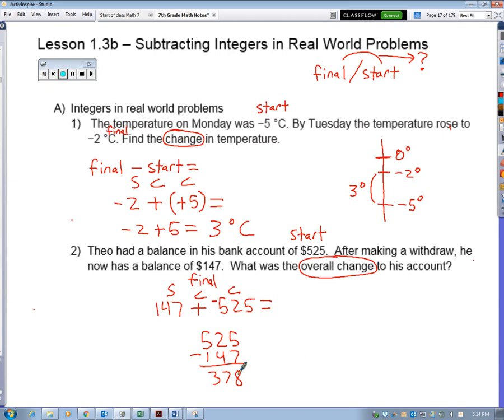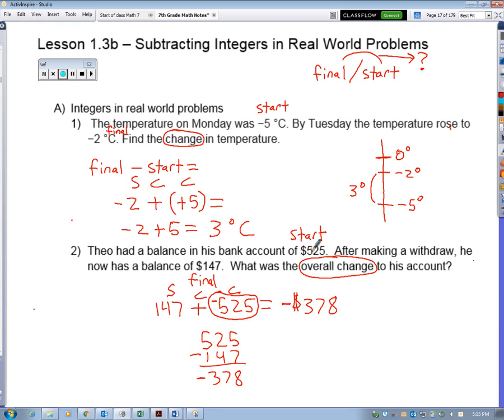Okay. Now that we subtracted, our second step says we have to decide if it's going to be positive or negative. Go back to your numbers, find out which one has the bigger absolute value. This one is, because it is further away from 0 than 147. So this is going to have a negative answer. Okay. So our answer comes out to negative $378.